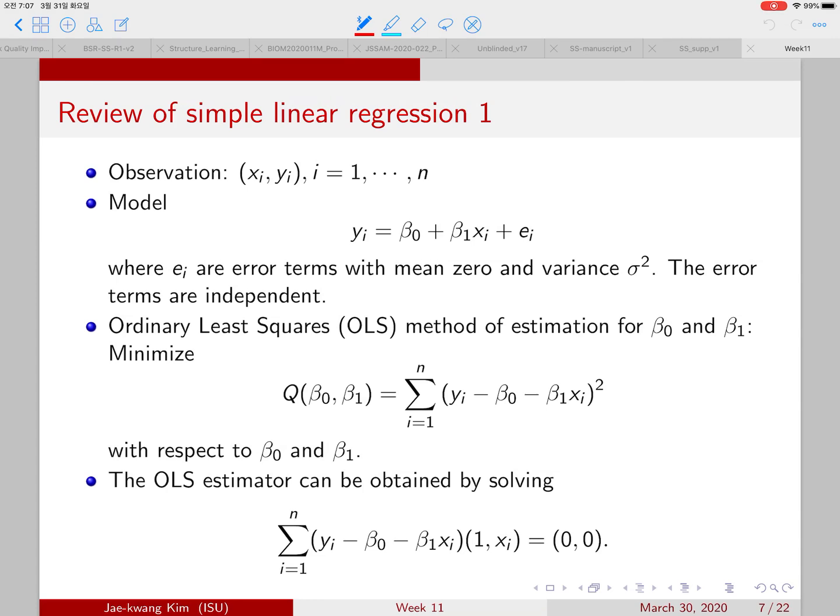Suppose that we have n observations of x and y, and the model is a simple linear regression model, where beta 0 and beta 1 are unknown parameters, and e_i are error terms with mean 0 and variance sigma squared. The error terms are independent.